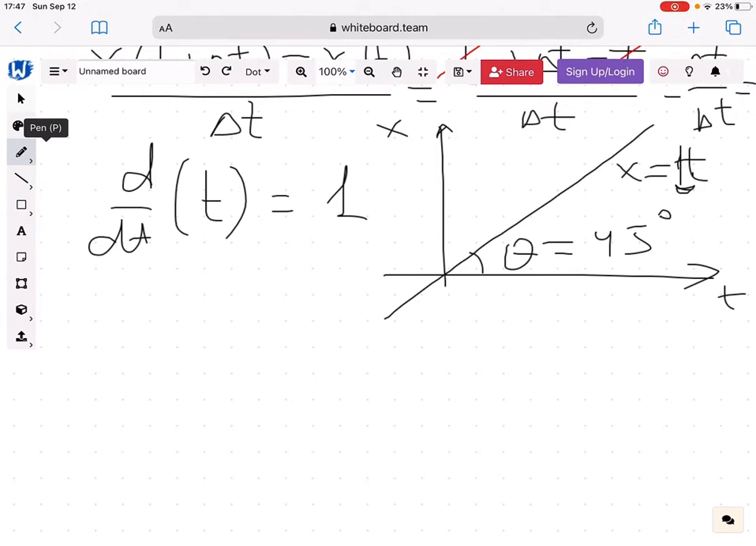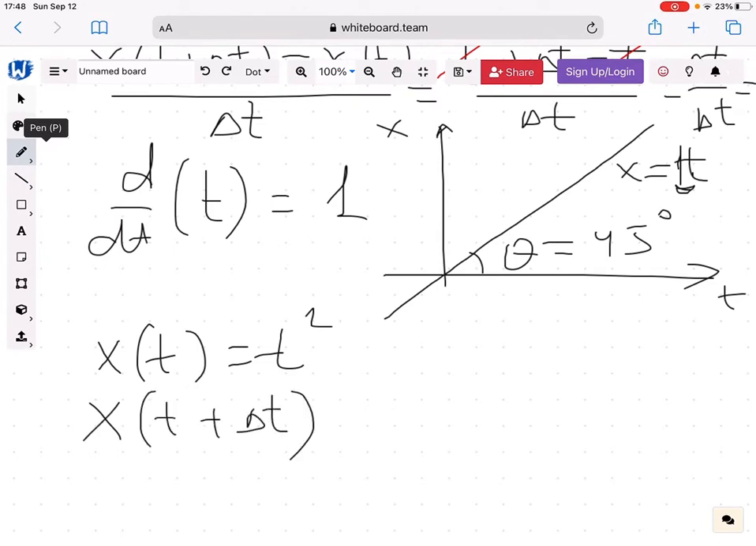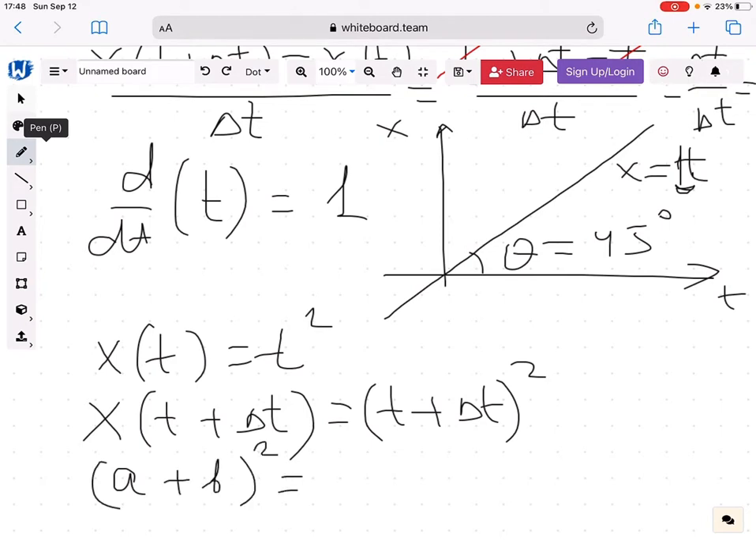And that's x of t equals t squared. Well, what we'll do, we obviously need to calculate the value of x of t plus delta t, which is simply t plus delta t squared. And to go further, we need to remember one formula. The formula says the following: if you have arbitrary a and b, and you square the sum, it's equal to a squared plus 2ab plus b squared.